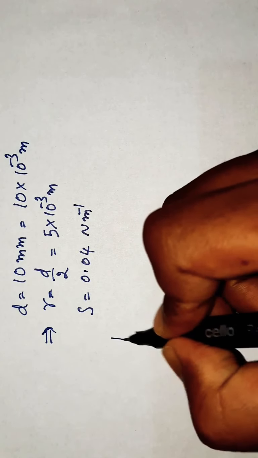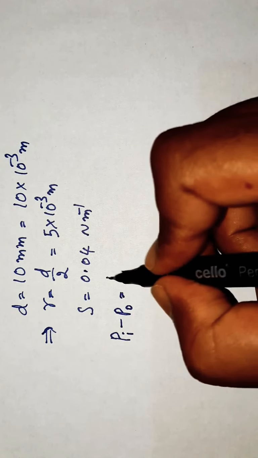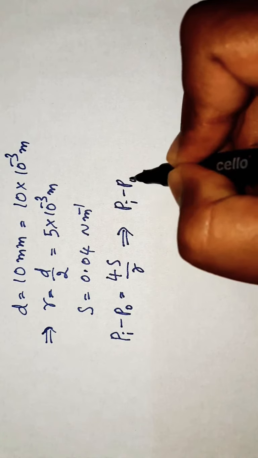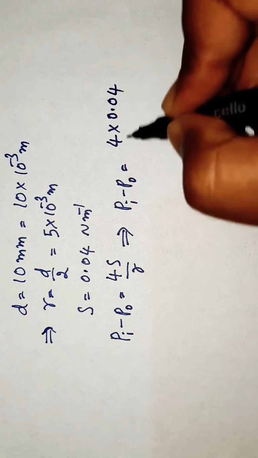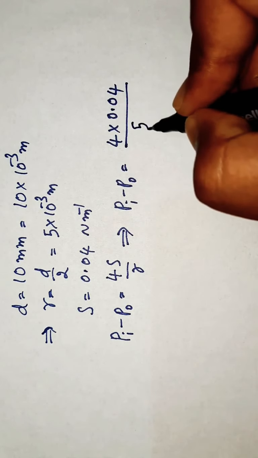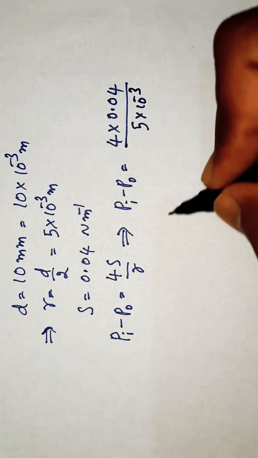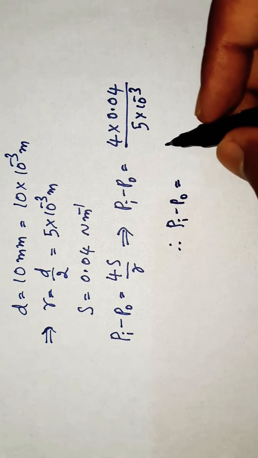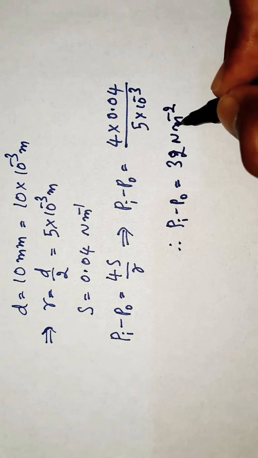So here we know Pi minus P naught is equal to, for a soap bubble, 4s by r. So from this Pi minus P naught is equal to 4 into, here s is equal to 0.04 by, here r is equal to 5 into 10 to the power minus 3. So if we simplify this, we can get the excess pressure Pi minus P naught is equal to 32 Newton per meter square.